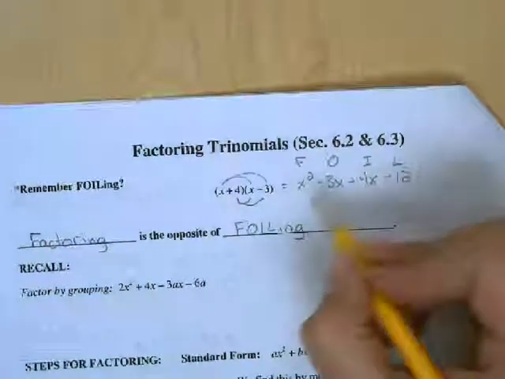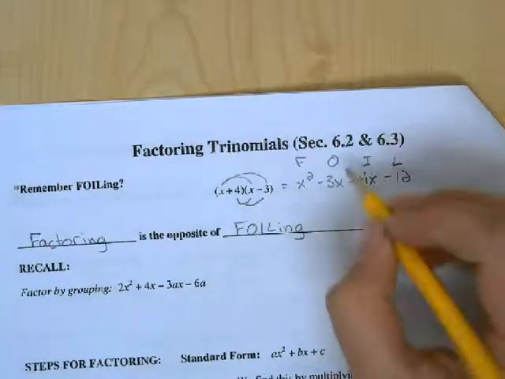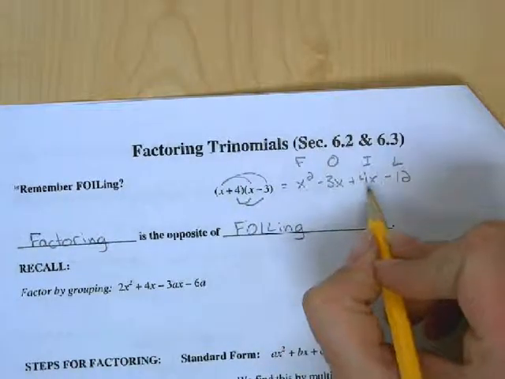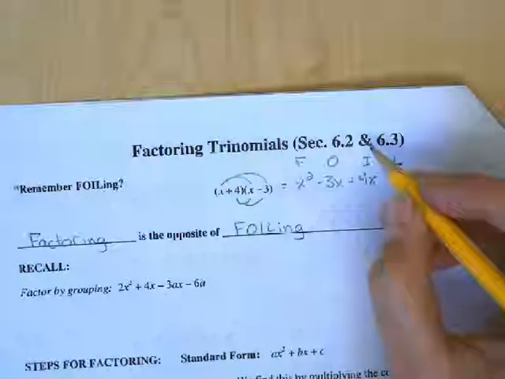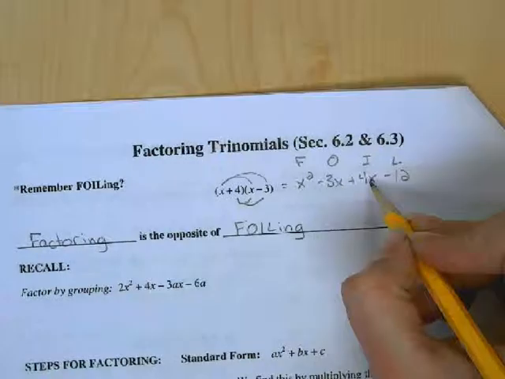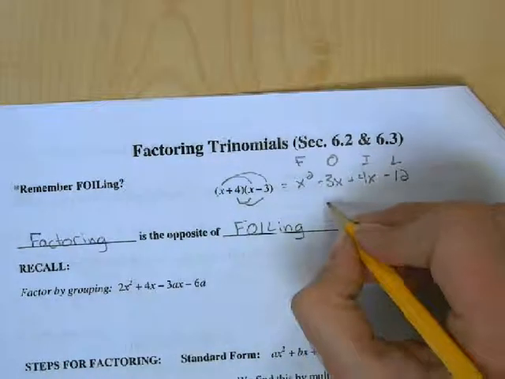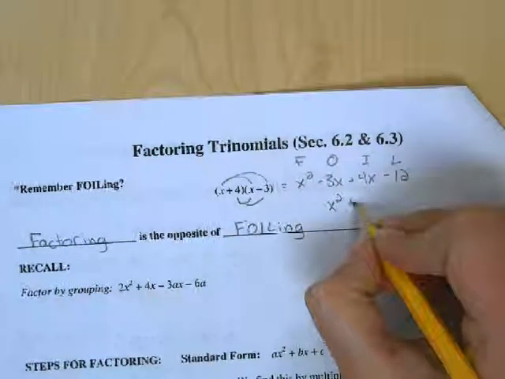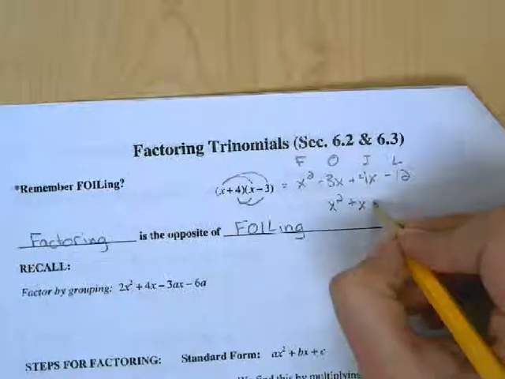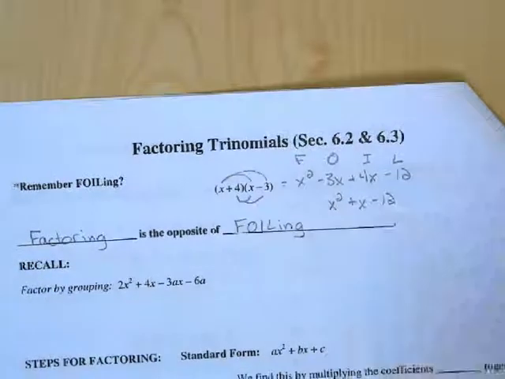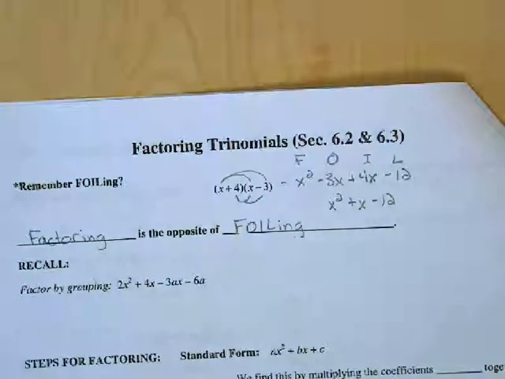Now from there, we would take this, and we have two like terms in the middle, negative 3x and a positive 4x, which we would then combine to give us x squared plus 1x minus 12. Okay, so if we were going to FOIL, that's what we would be looking at. Okay, so that's a matter of multiplying it out.